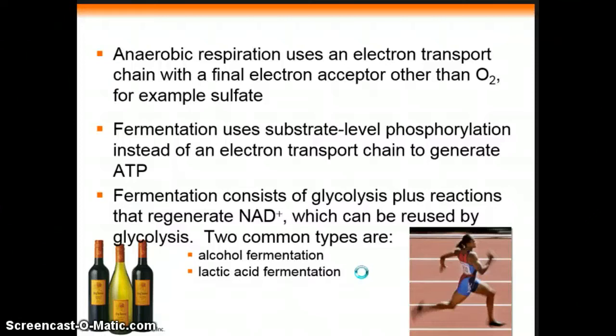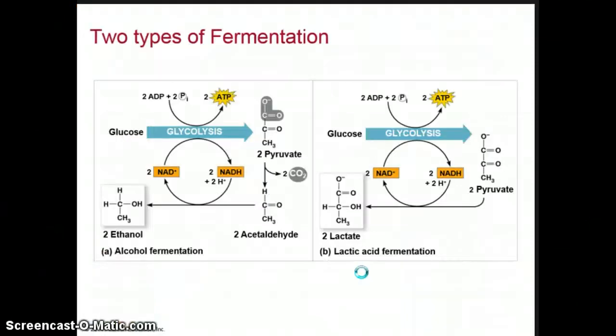And we have two types of fermentation: alcohol and lactic acid fermentation. So these are our two types. You can see here we have glycolysis producing our pyruvate. And then instead of going into the Krebs cycle, the pyruvate goes through two more steps with an end product, either ethanol, a form of alcohol, or lactate in lactic acid fermentation. So these are our two different types here.